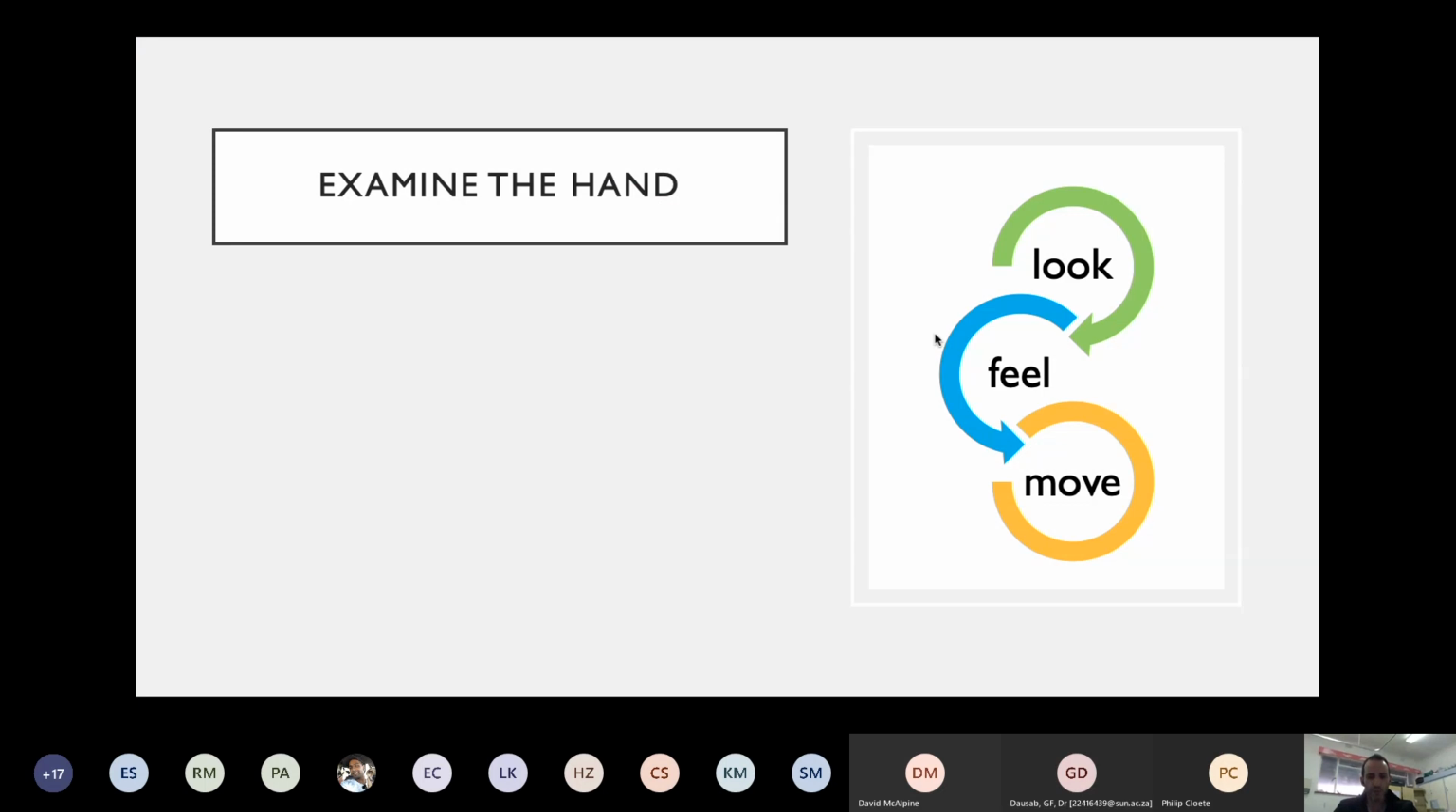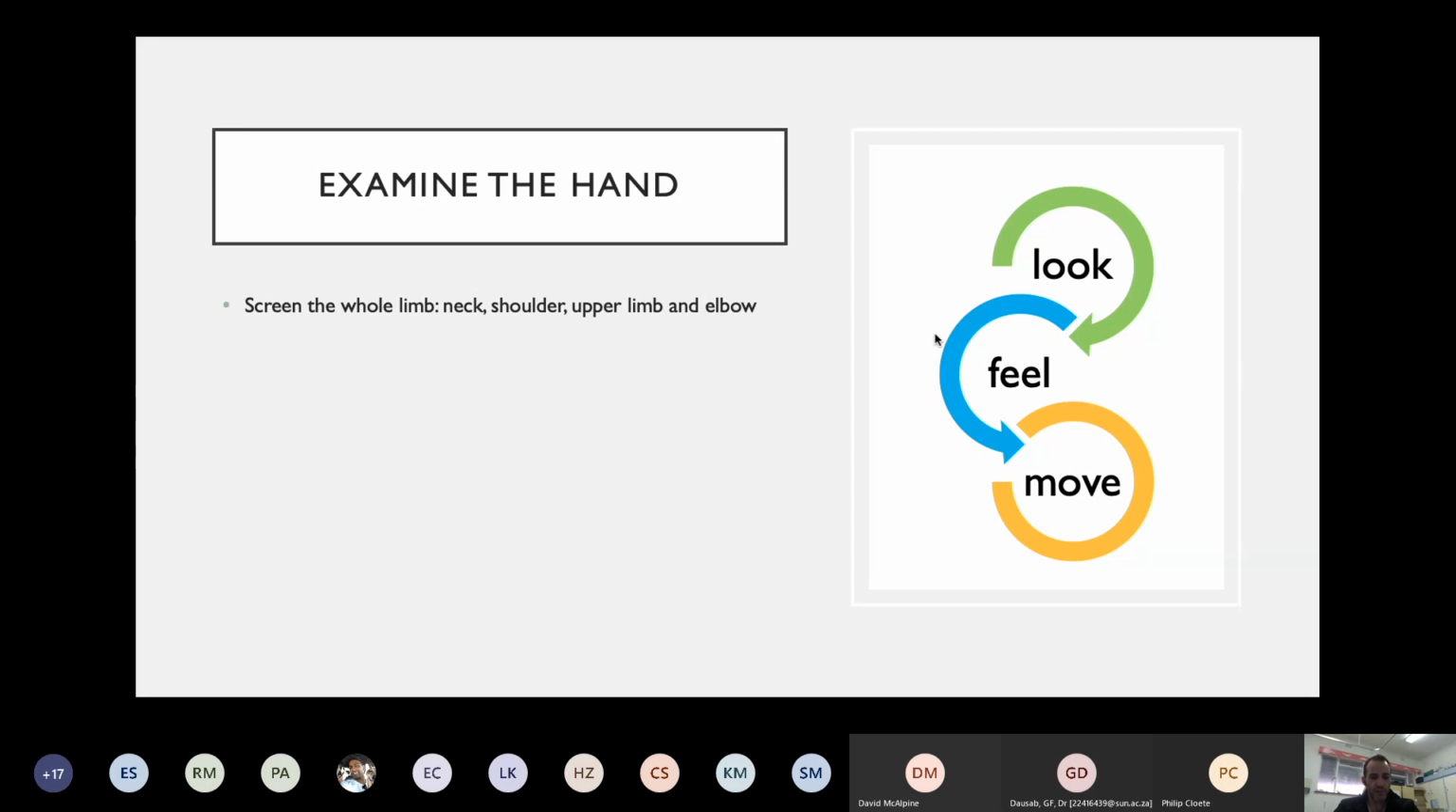When it comes to examining the hand, we want to look, feel, and move. I prefer to look first, see what I can see. So is it bruised, swollen, is it bleeding? If we have any bleeding, obviously stop the bleeding first and then proceed with your examination.